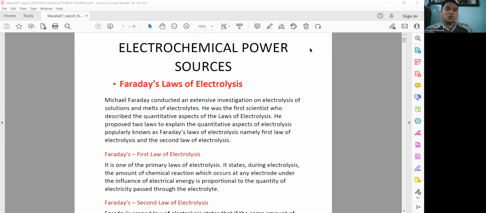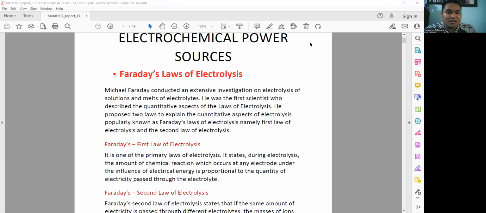He proposed two laws to explain the quantitative aspects of electrolysis, popularly known as Faraday's laws of electrolysis, namely the first law of electrolysis and the second law of electrolysis. The first Faraday's law of electrolysis is one of the primary laws of electrolysis.